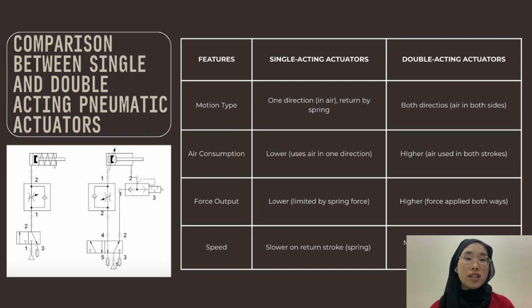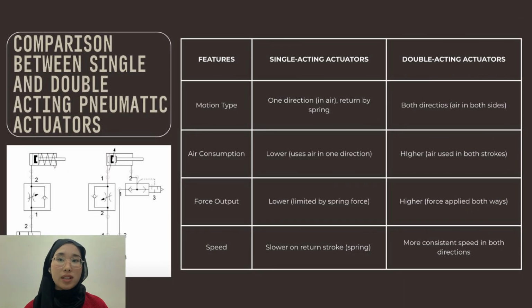Second feature is air consumption. For single-acting actuators, it's lower, using air in one direction, and for double-acting, it's higher, with air used in both strokes. For force output, it's lower for single-acting, limited by spring force, and for double-acting actuators it's higher, with force applied both ways. Lastly is speed. For single-acting actuators, it's slower on the return stroke due to the spring, and for double-acting actuators, it's more consistent speed in both directions.